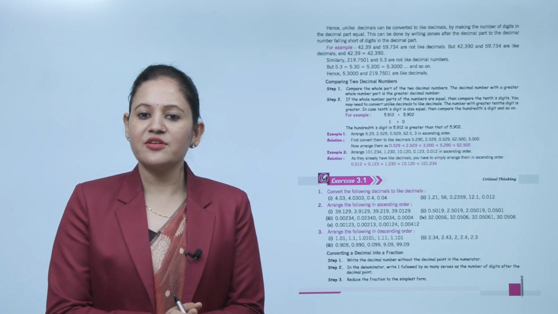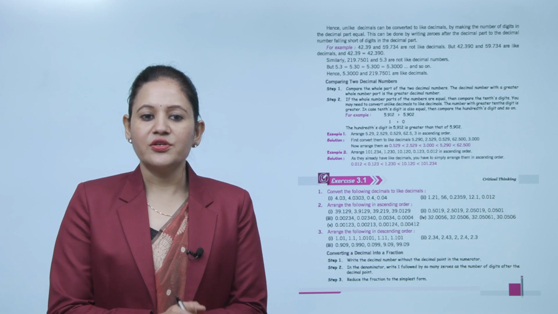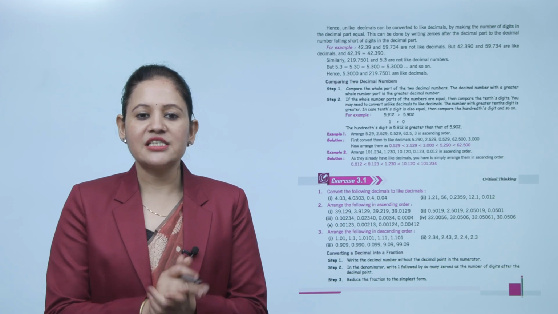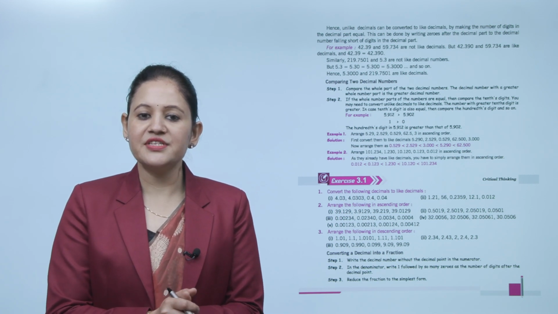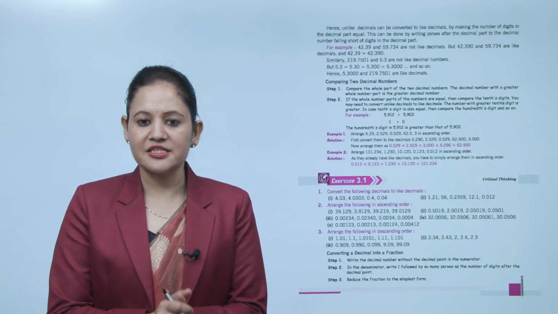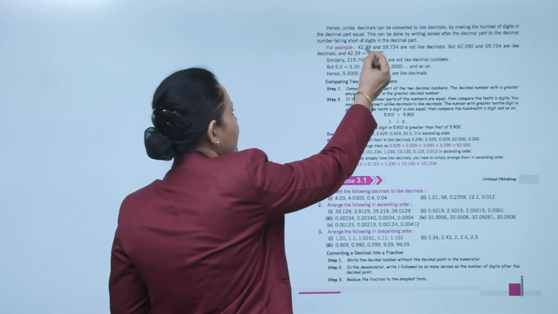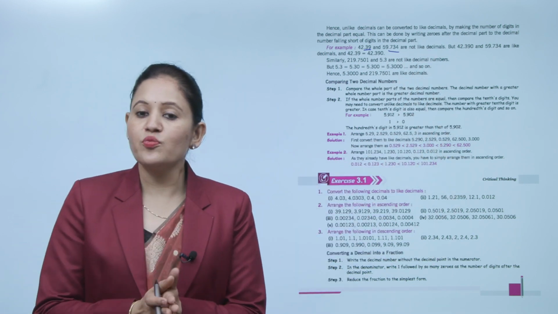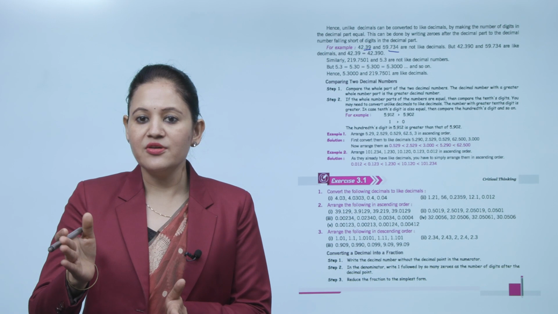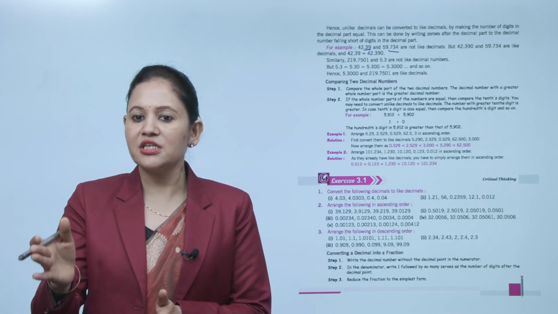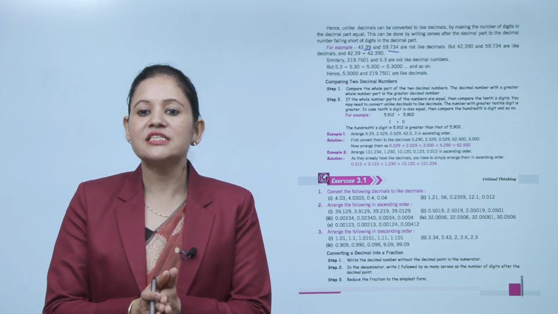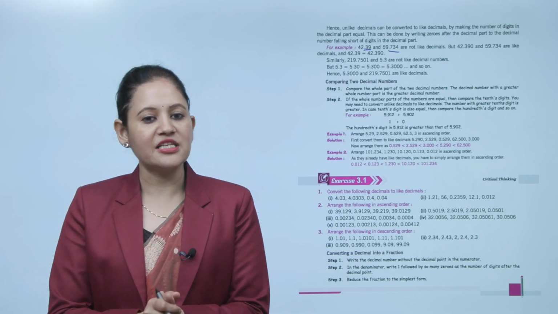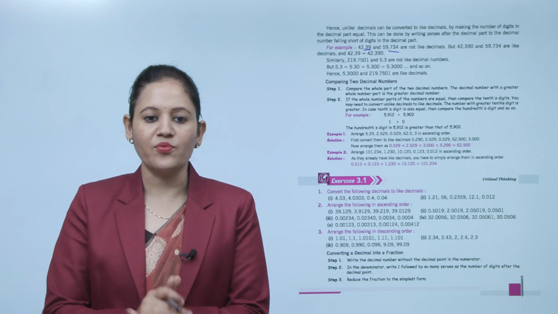This can be done by writing zeros after the decimal part of the decimal number falling short of digits. For example, 42.39 and 59.734 are not like decimals, because in the first one after the decimal there are 2 digits and here 3 digits. But 42.390, now we have added one 0, so after the decimal how many digits, 3 digits, and 59.734 are like decimals, and 42.39 is equal to 42.390.